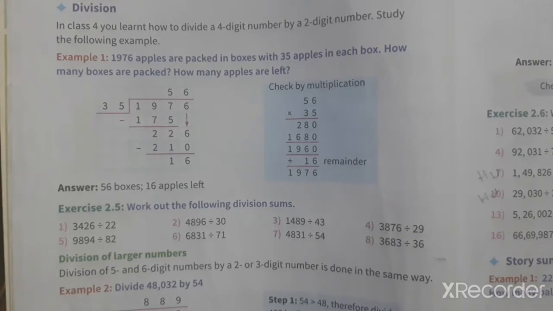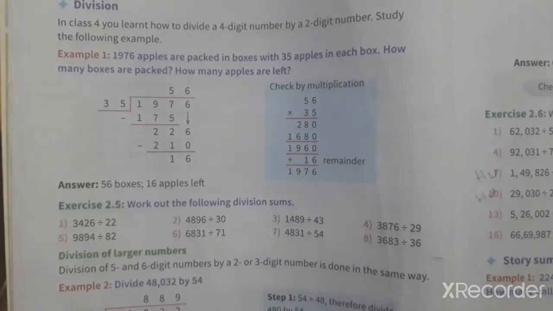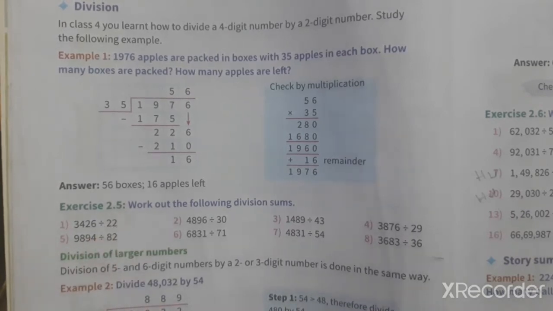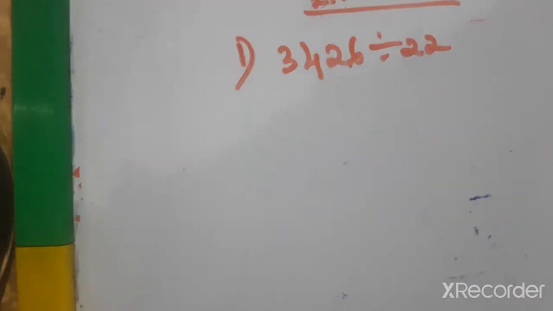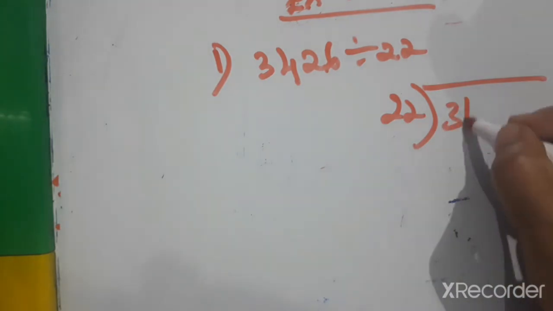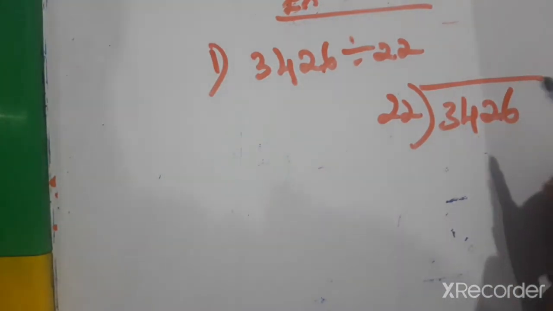Now exercise 2.5. Work out the following division sums. Page number 16, children. First question, 3426 divided by 22. Okay, 3426.